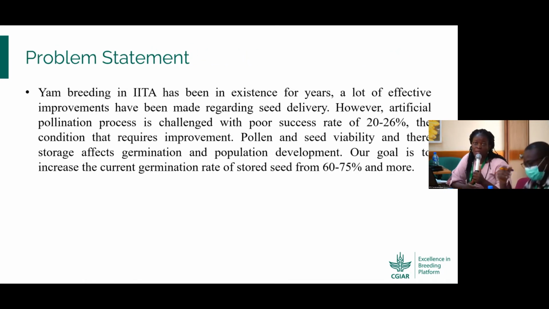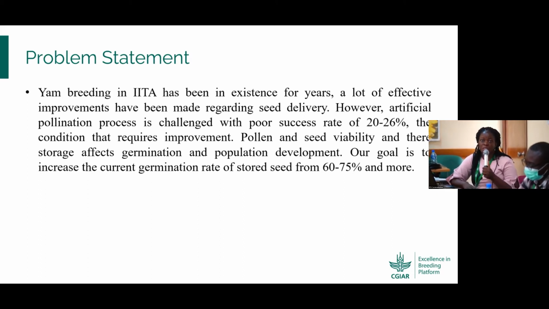Okay, so yam breeding EiB-IITA has been in existence for years. A lot of effective improvement has been made regarding seed delivery. However, the artificial pollination process is challenged with poor success rates, as has been mentioned earlier, and this condition requires improvements. Next slide, please.